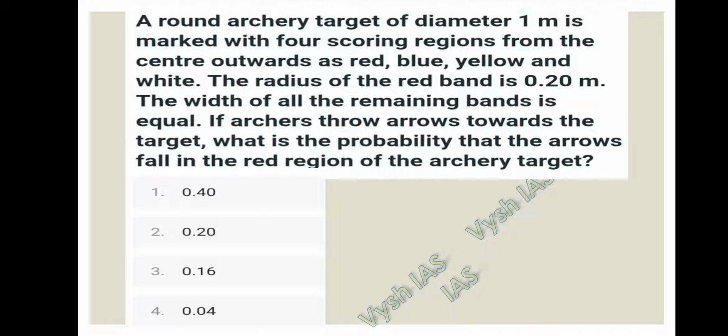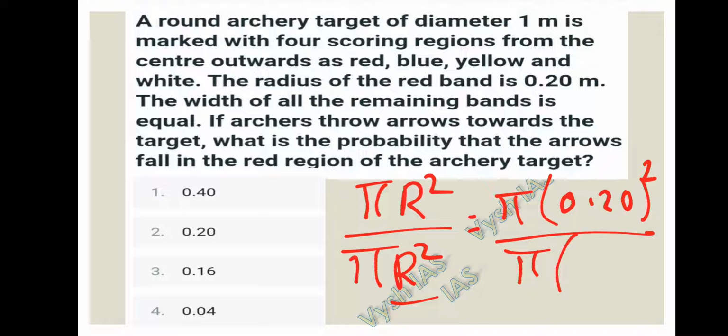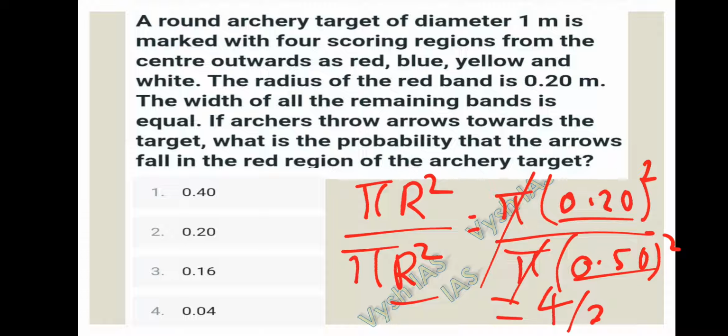The probability of the red area is nothing but pi r square by pi R square. This r is for the red area, the radius for the red area, which is 0.20 meters, and the whole archery target's radius is 0.50, squared. So pi gets cancelled and the points get cancelled. 2 square is 4, 5 square is 25. 4 by 25 is nothing but 0.16. So 0.16 is the correct probability for the question. So option C is correct.